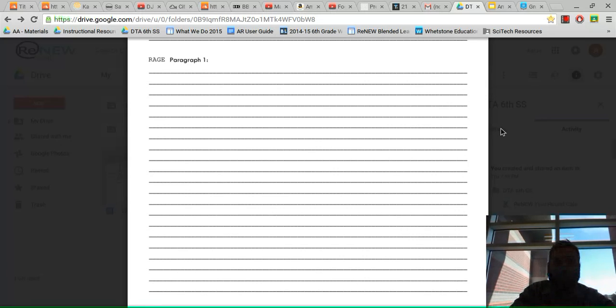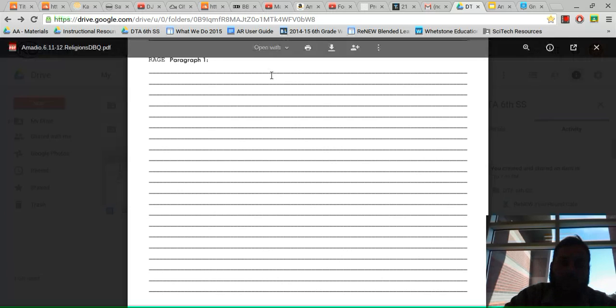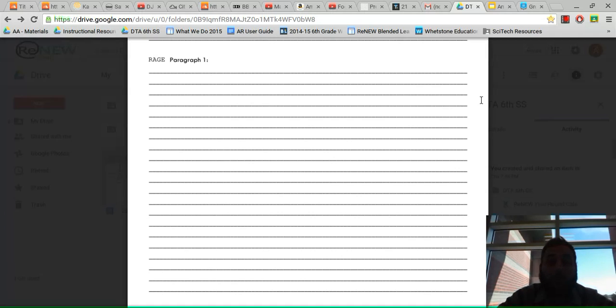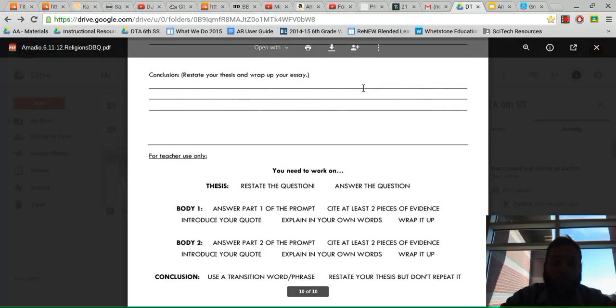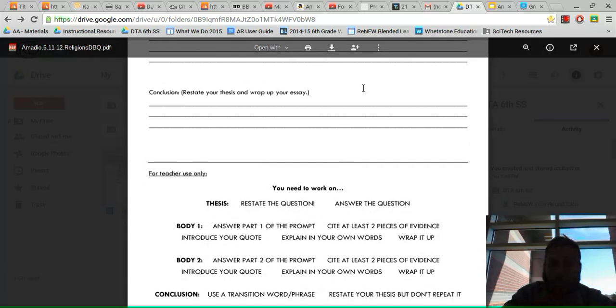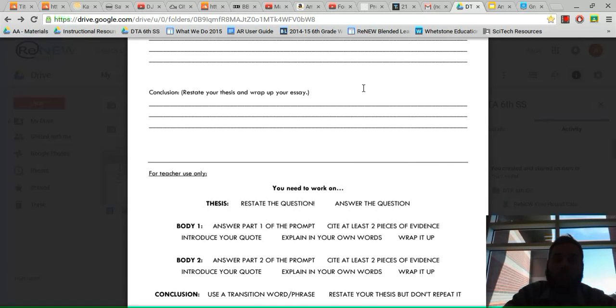Then you're going to use this space for paragraph number 1, talking about how religion has either unified or divided people. Then for paragraph 2, you're going to write a different paragraph about how religion has either unified or divided people. Lastly, you have a conclusion to restate your thesis and wrap up your essay.